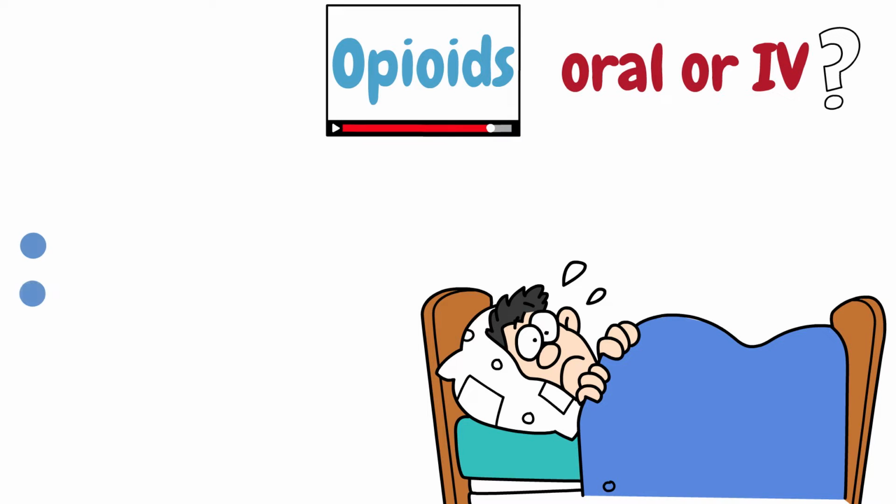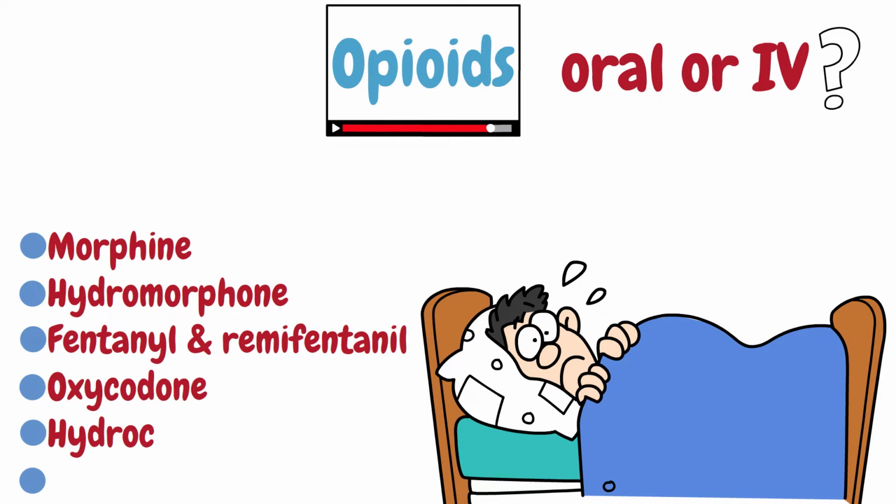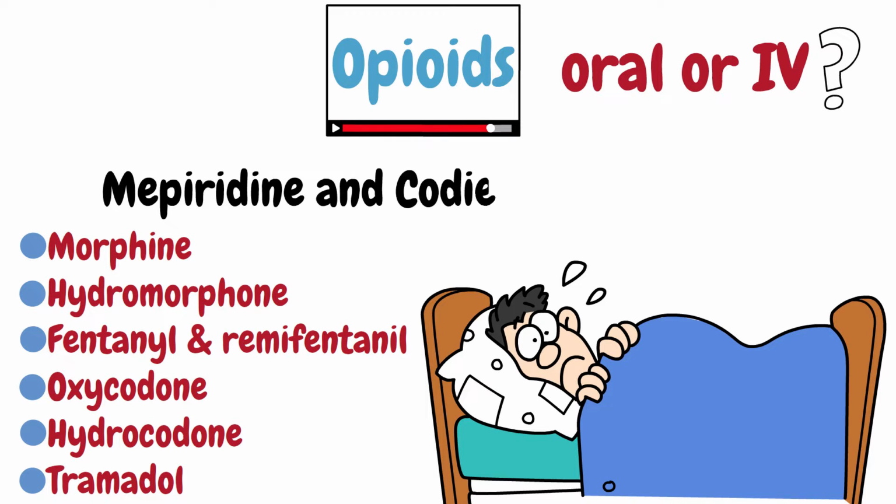In this video, we'll cover the following opioids: morphine, hydromorphone, fentanyl, remifentanil, oxycodone, hydrocodone, and tramadol. I will not discuss meperidine and codeine, as I highly recommend against using them for reasons I will mention soon.